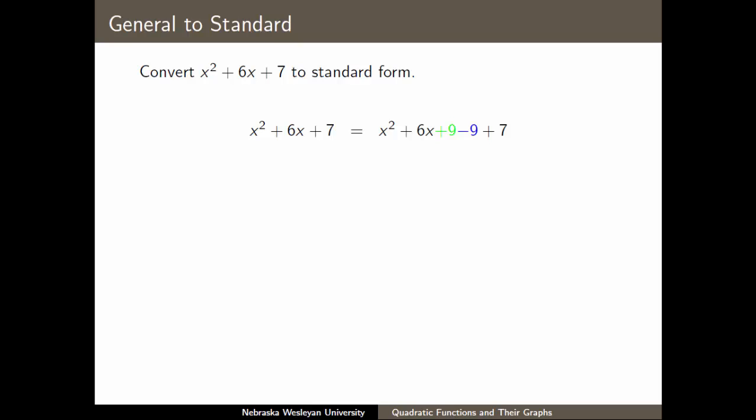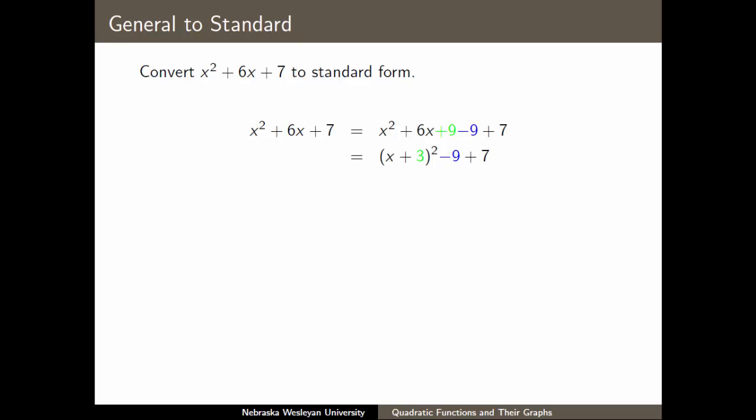So I'd like to add plus 9, which I've done in green, but I also have to subtract plus 9, because if I simply add plus 9 to this function, then I've changed the meaning of the function. But adding and subtracting the same number has no effect on the function. But writing it in this way will let me do some manipulation.